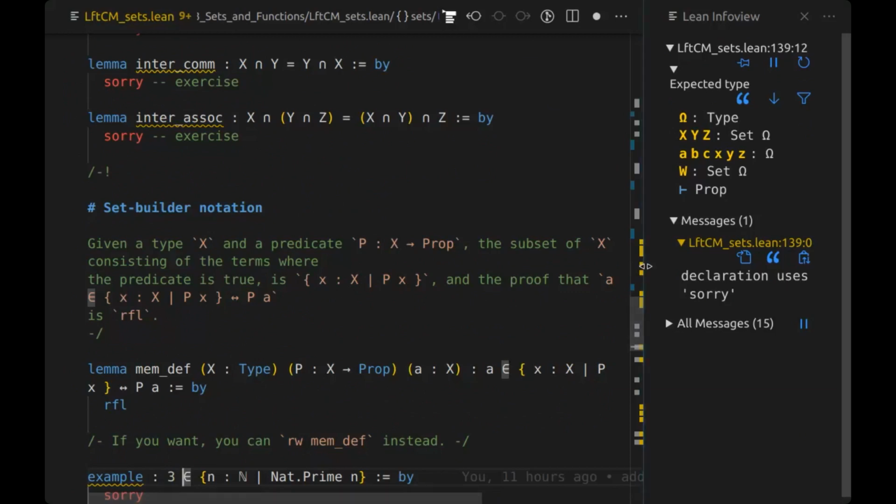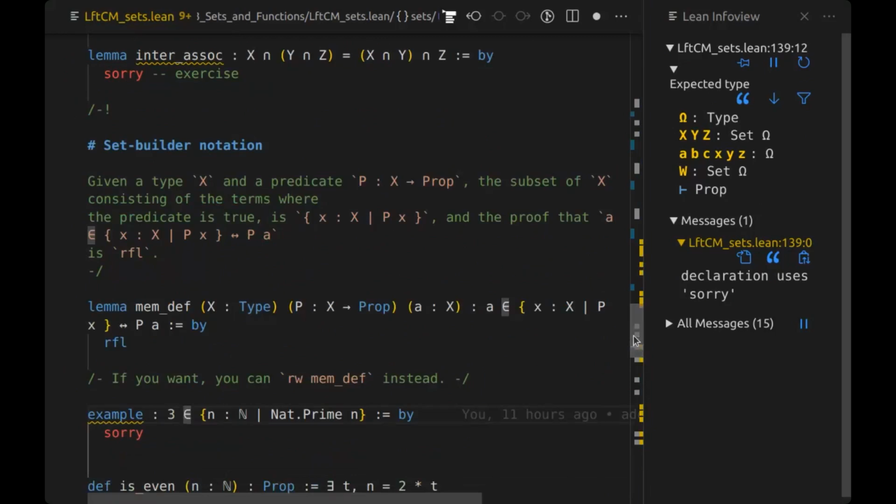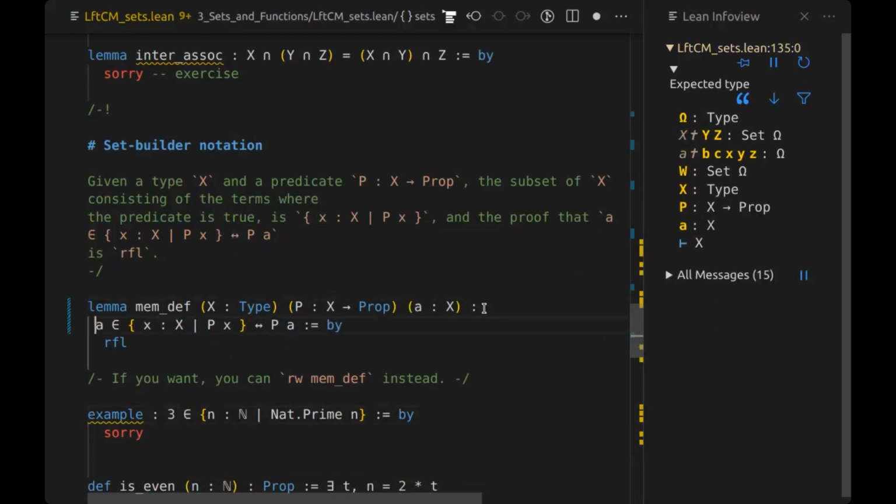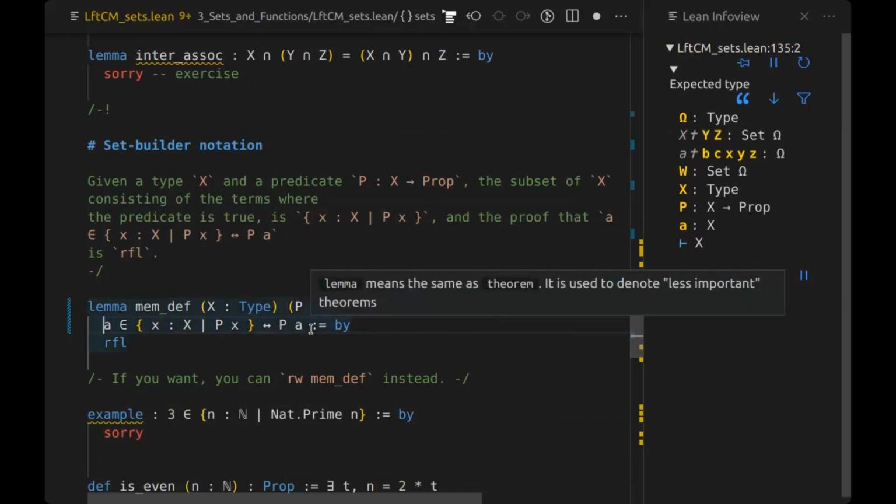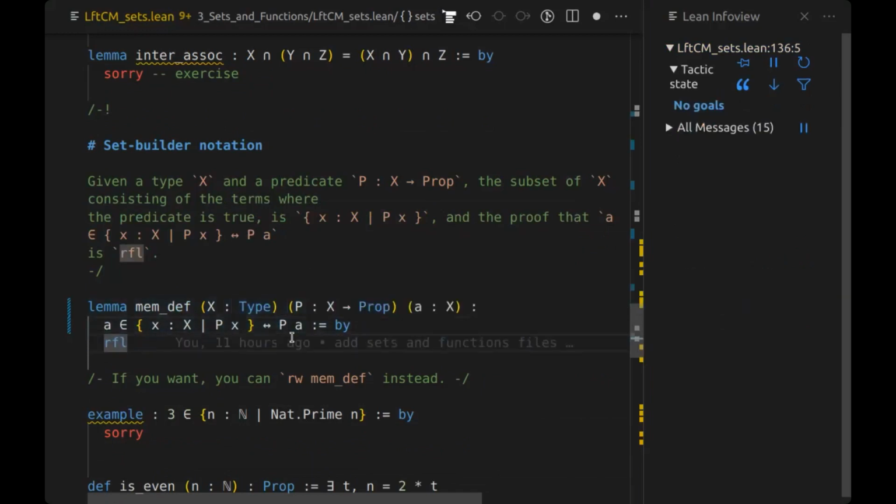This is just the way that we are defining this set. That means that a belongs to this set is equivalent to a satisfying the property P, which is what I'm writing in this lemma here. So a is an element of this set if and only if P of a is true. This is true by rfl.